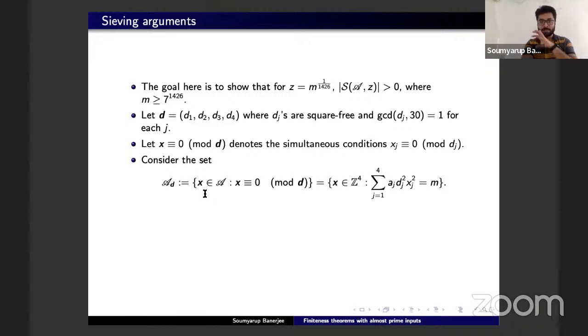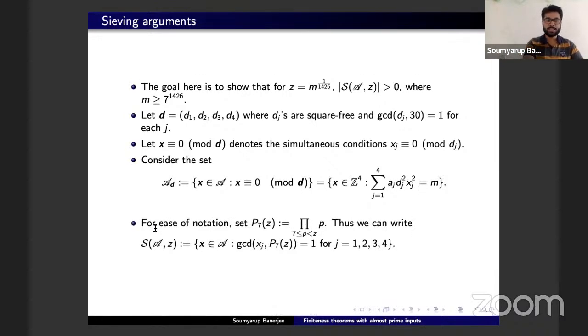This is basically X belongs to A, I mean the preliminary set, such that X is congruent to 0 mod D. That means X1 is congruent to 0 mod D1, X2 is congruent to 0 mod D2, and so on, X4 is congruent to 0 mod D4. And by the natural bijection, you can write this set in this way: X belongs to Z to the power 4, summation j from 1 to 4, aj dj square xj square equal to m. Because x1 is divisible by d1, x2 is divisible by d2, and x4 is divisible by d4, just write your x1 as d1 x1, x2 as d2 x2, x3 as d3 x3, and x4 as d4 x4. And that's it. That's what I have written here.